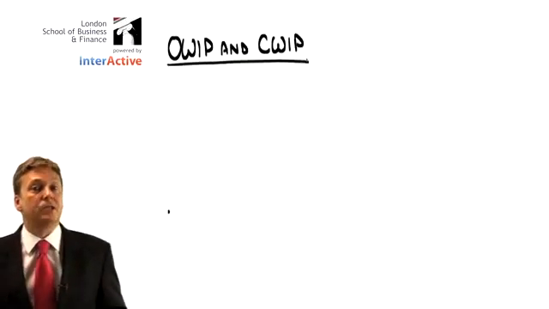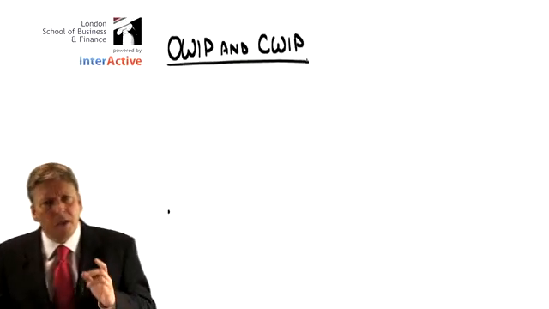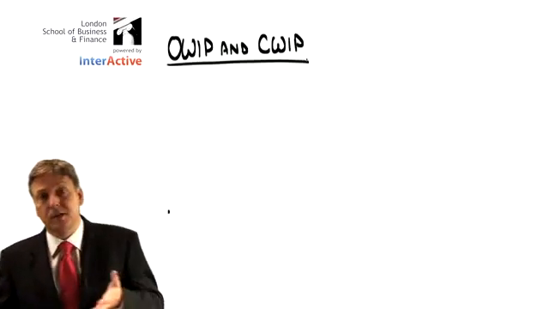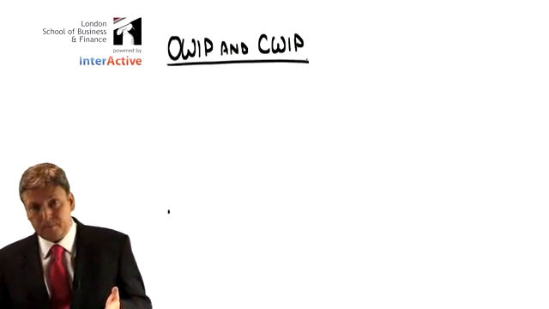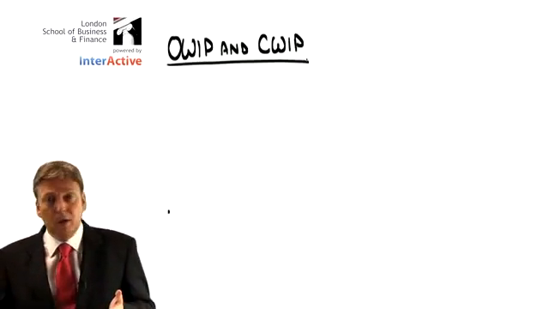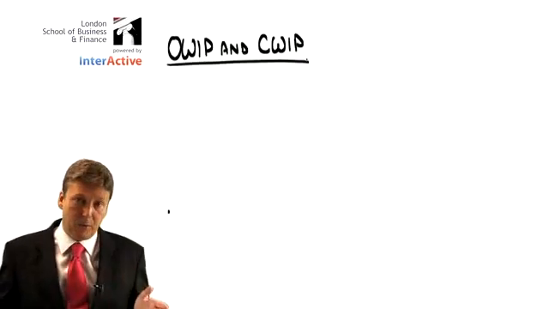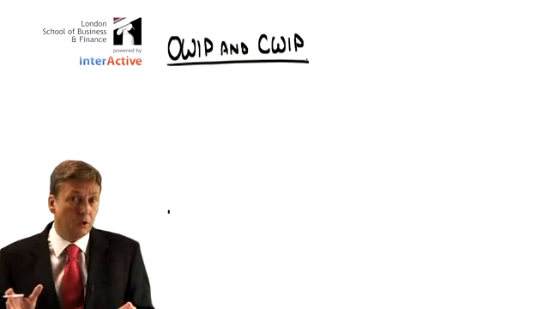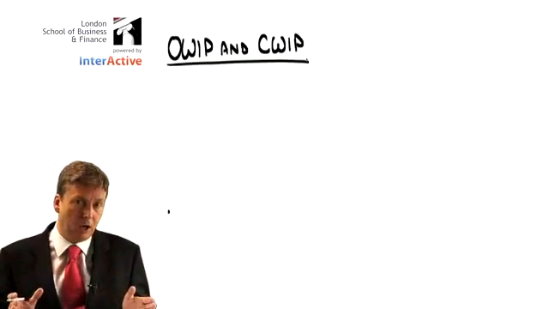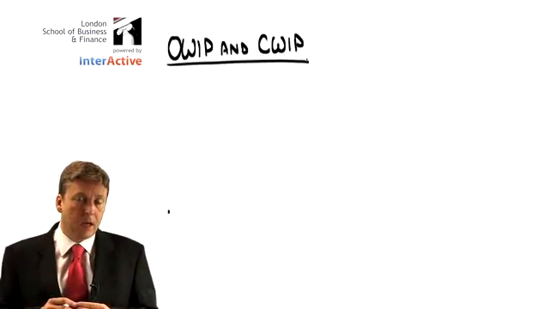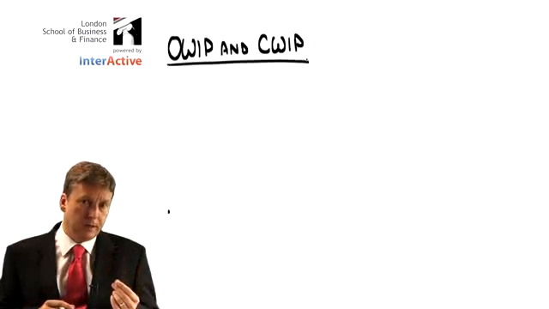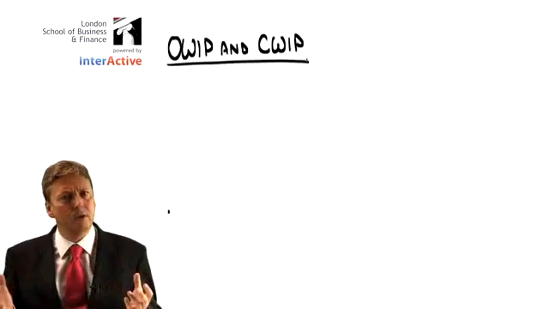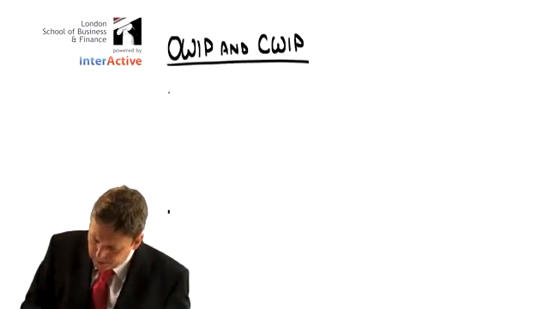OWIP and CWIP. Now, if we have work in progress, the whole point about it is that it will not be complete. As such, when we look at the components that go into the output, remember we had materials plus conversion costs, maybe split into labour and overheads. If they are not wholly complete, how do we get our average cost per unit? Well, let's look at a simple example.